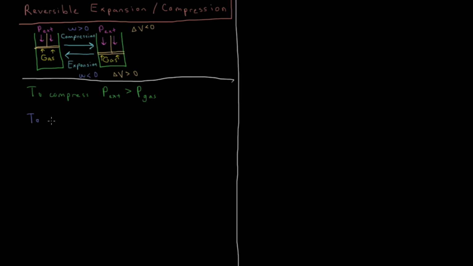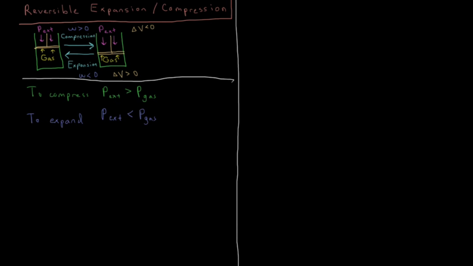And then alternatively, to expand a gas, we have to have the gas pushing against the environment, and the system has to have a higher pressure than the surroundings to push it back and expand itself. So to expand, the external pressure has to be less than the pressure of the gas.